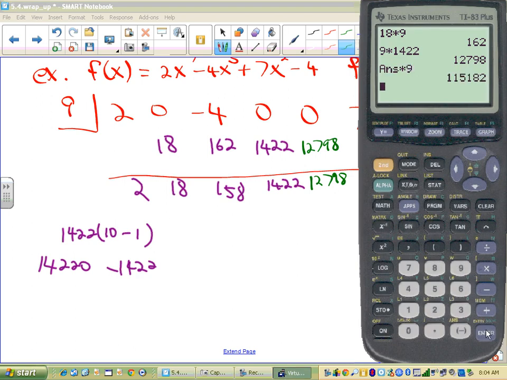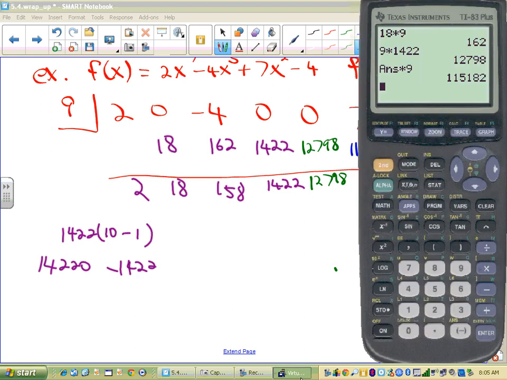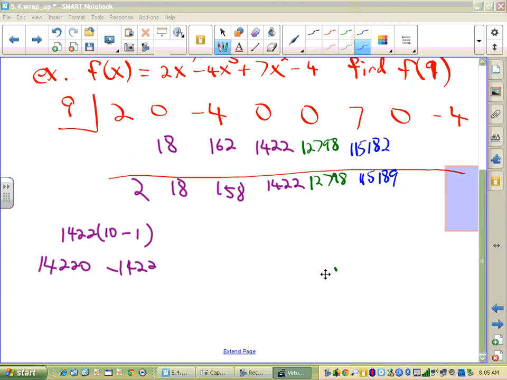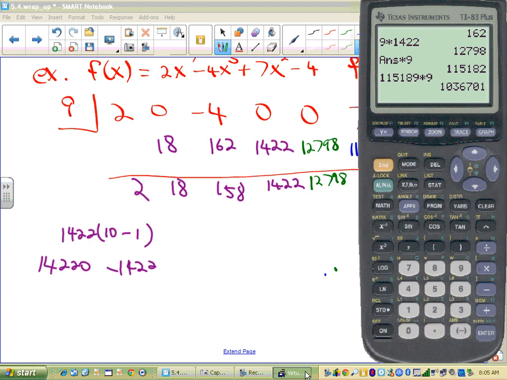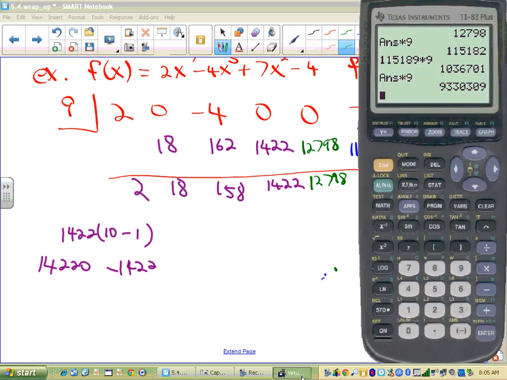12,798 times 9 is 115,182. Plus 7 is 115,189. 115,189 times 9 is 1,036,701. 1,036,701 times 9 is 9,330,309. 9,330,309 minus 4 is 9,330,305. And that's our answer, 9,330,305.